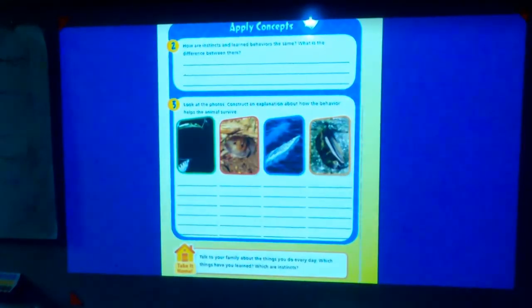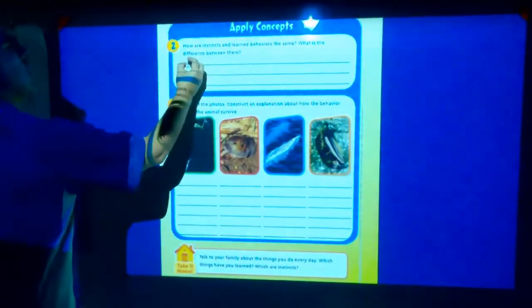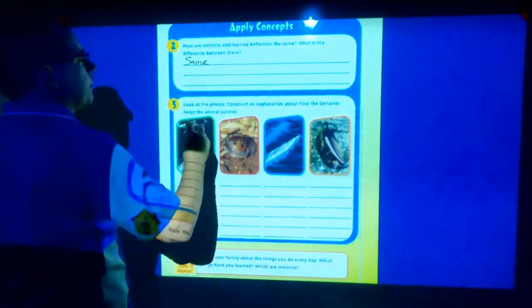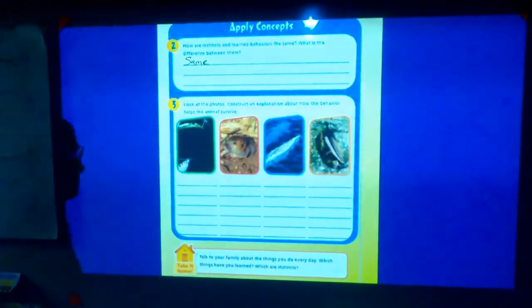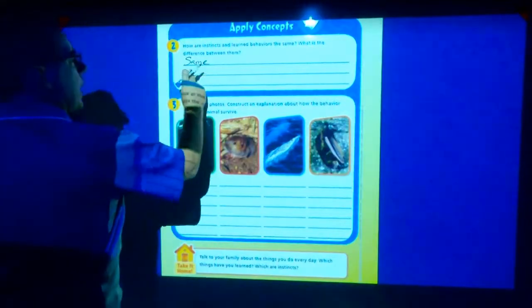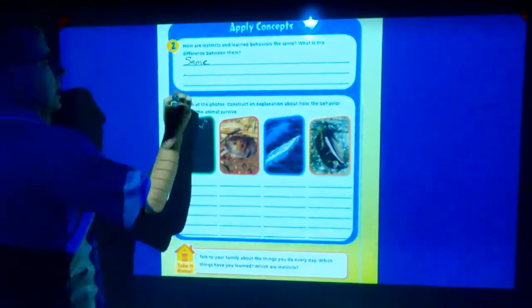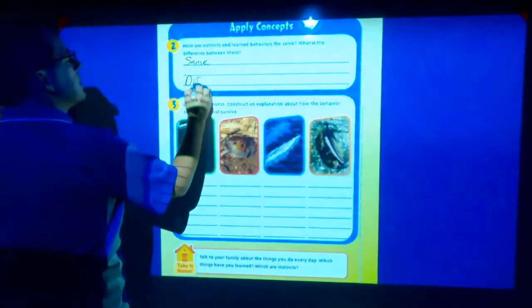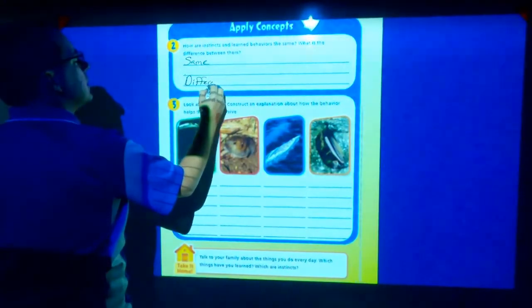How are instincts and learned behaviors the same? What is the difference between them? So you are coming up with answers on how they're the same. Well, think about it. You have to do some things like breathing and eating and stuff like that. So how are some of them the same? And then how are they different? Some ways they're the same and some ways they are different.